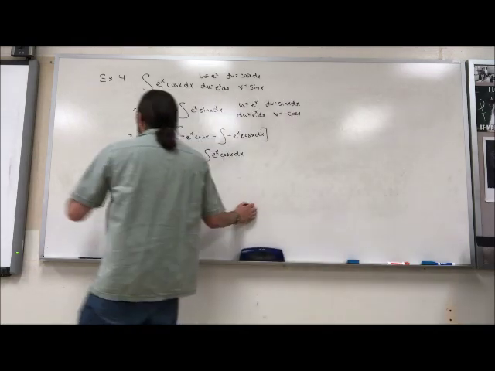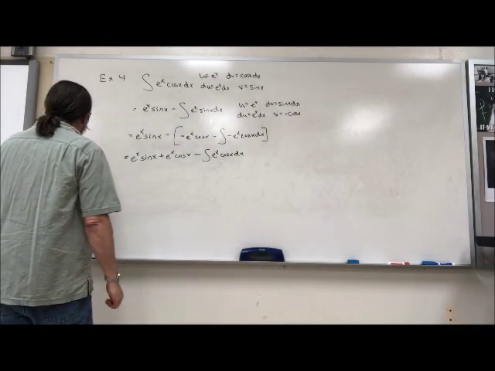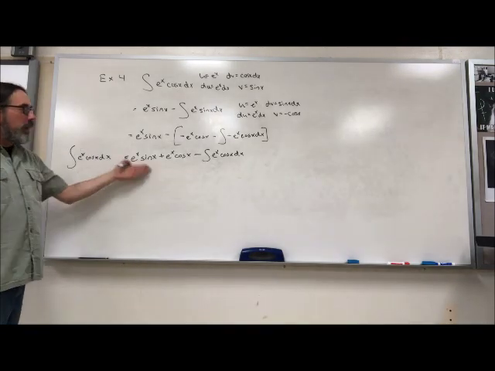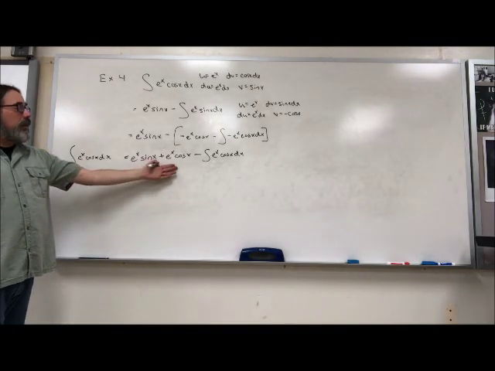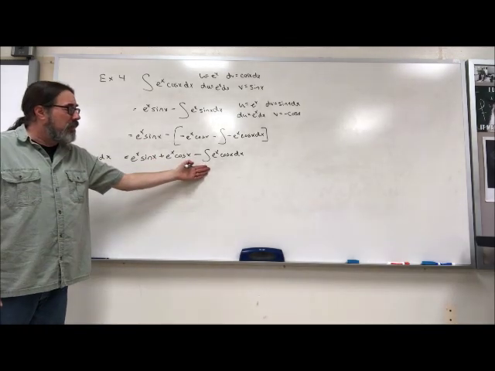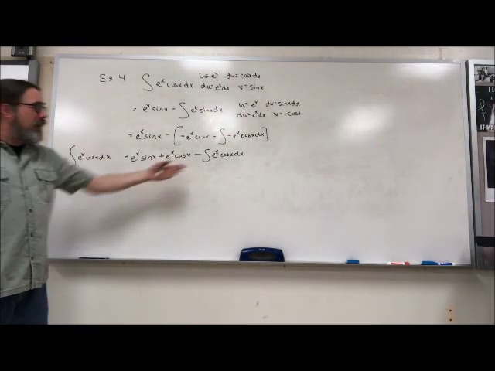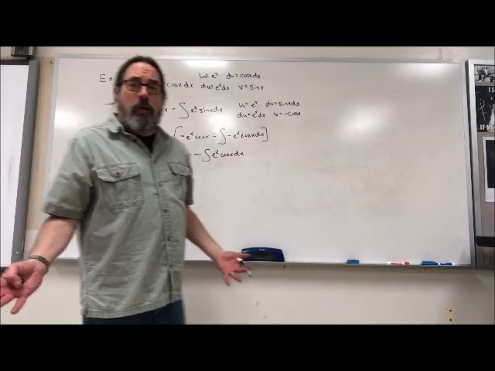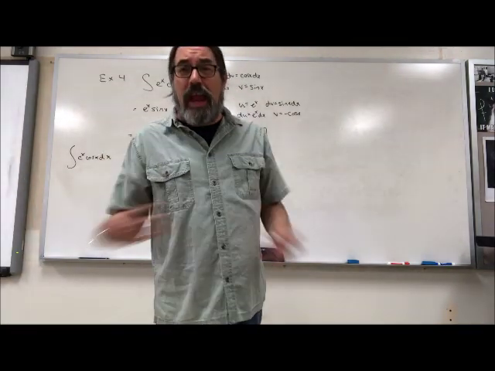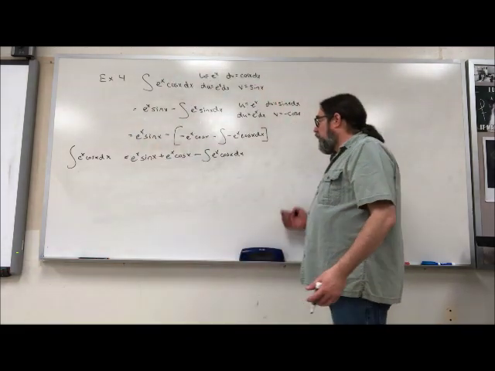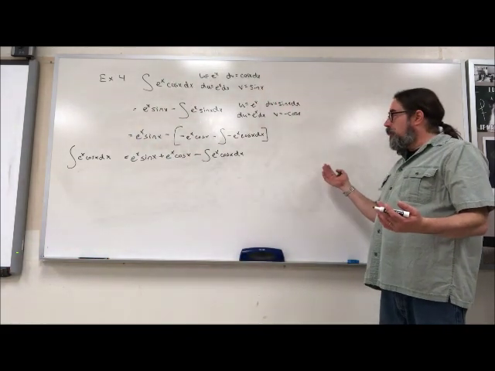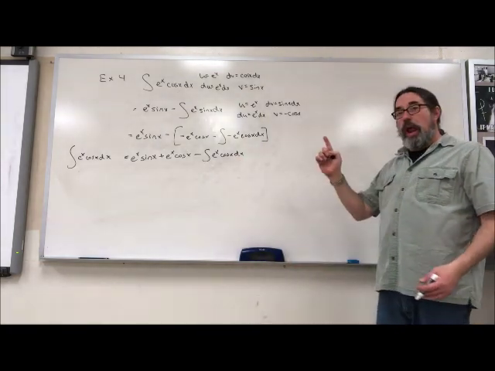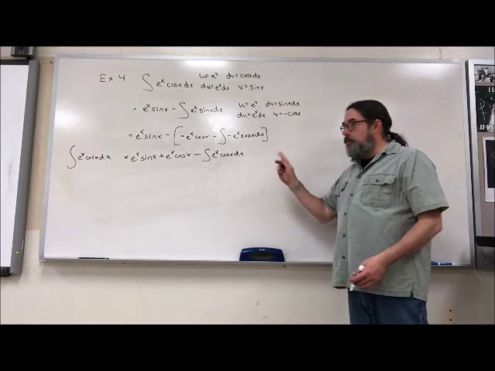So essentially what I'm saying here is that the integral of e to the x cosine x dx is equal to e to the x sine x plus e to the x cosine x minus itself, minus the integral of e to the x cosine x. So what have I done? I've just gone around in a circle and I haven't accomplished anything. So do I just give up? Do I just pretend that this is 0? No, there is a way. And it's a beautiful solution.